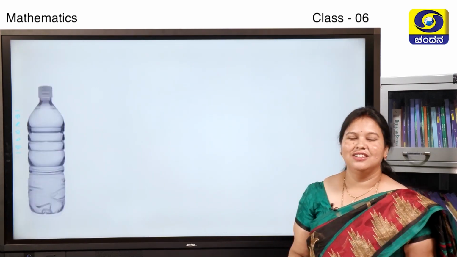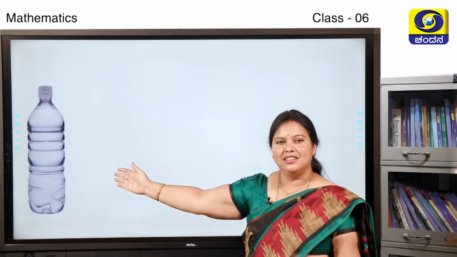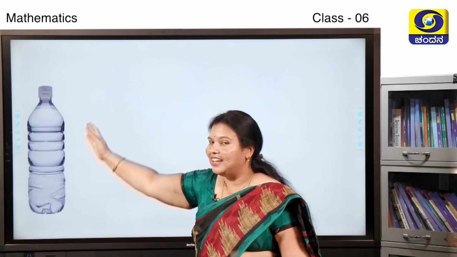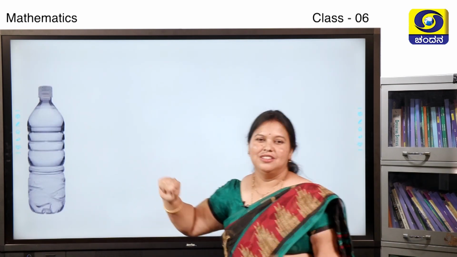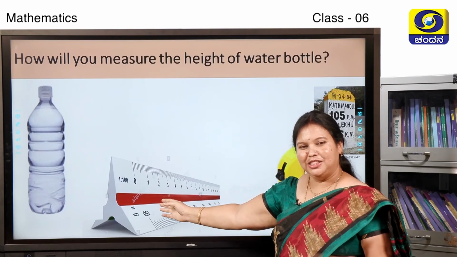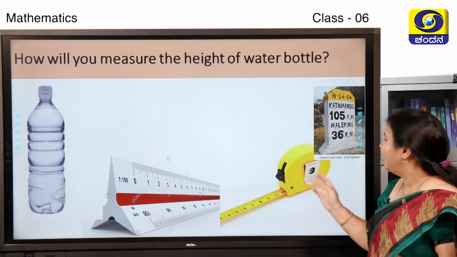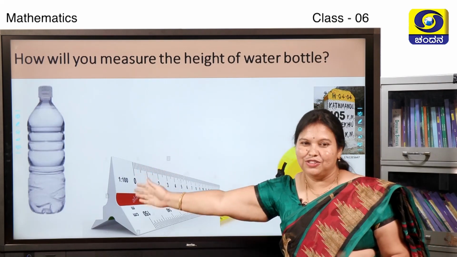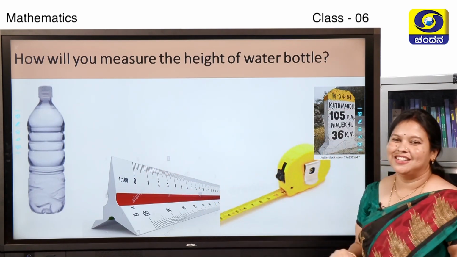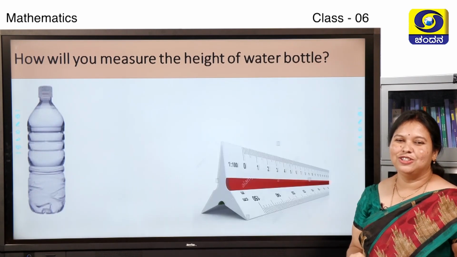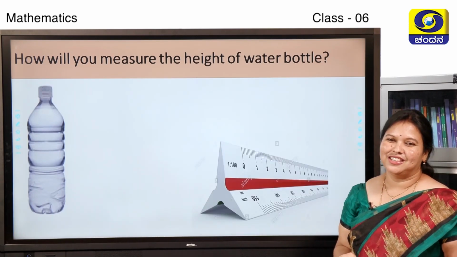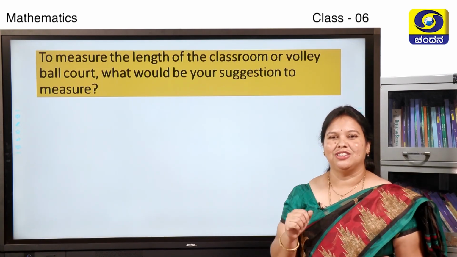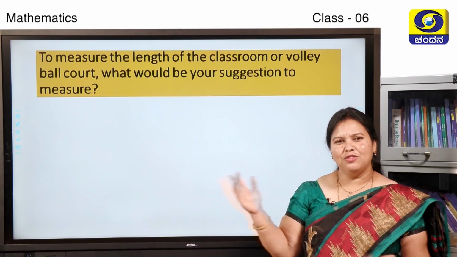Yes, children, you are seeing a water bottle on the screen. What you have to do? You have to measure the height of the water bottle. Here I am giving you a centimeter scale, a meter tape and a kilometer unit. Which one will you use to measure the height of the water bottle? Yes, obviously you will choose the centimeter scale. Very good children.